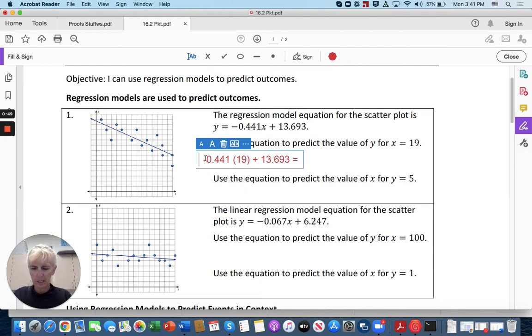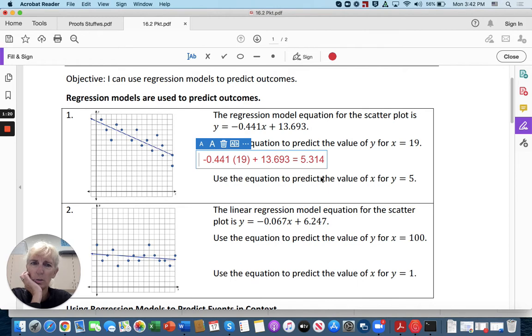I do my multiplication first. And again, make sure you put the number in, 0.441. Make sure it's negative, do the plus minus there, and then times 19, and then add 13.693. And the answer to that is 5.314. So we predicted that value.